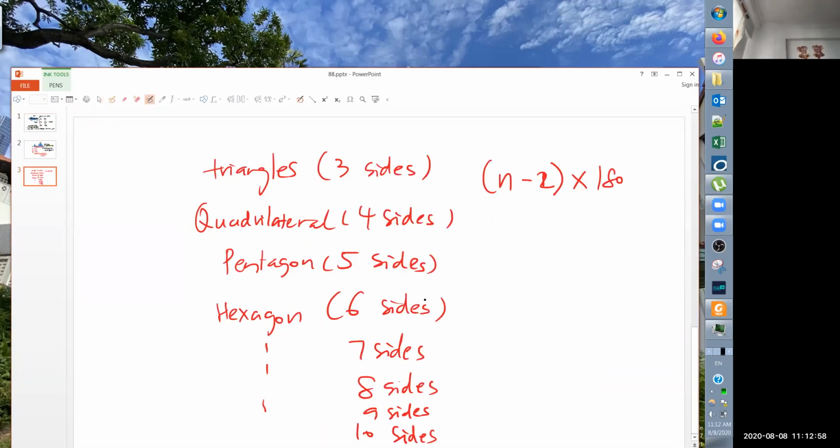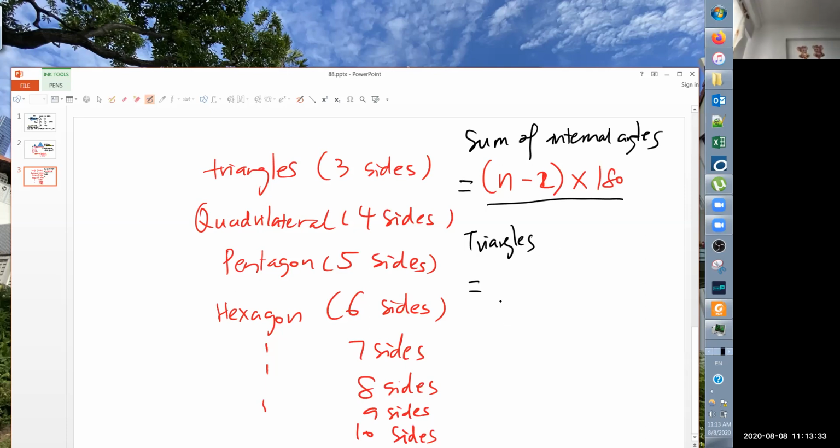Okay, why you have to memorize this? Because this formula, okay, it will give you the sum of internal angles. Okay? Okay, let's use this formula. Okay, let's try out for the triangle. Triangle 内角和是多少？180. Let's try it out. So you have 3 sides.